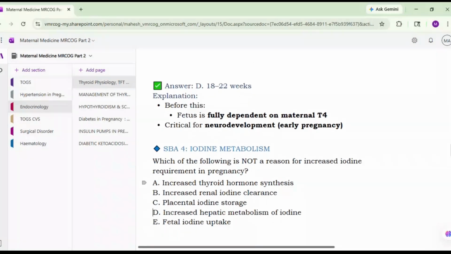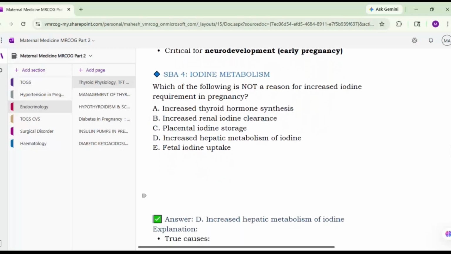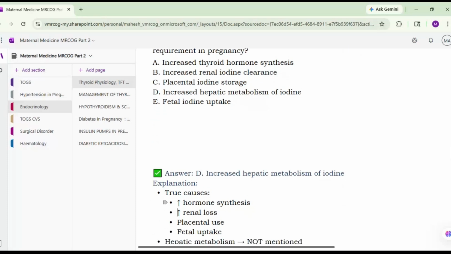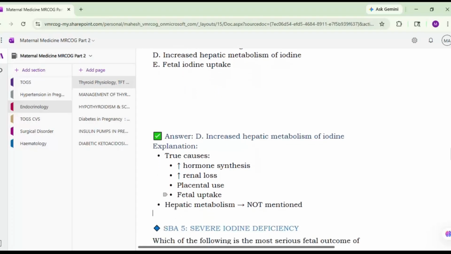Next. Which of the following is not a reason for increased iodine requirement in pregnancy? Increased thyroid hormone synthesis, increased renal iodine clearance, placental iodine storage, increased hepatic metabolism of iodine, fetal iodine uptake. It is D, increased hepatic metabolism of iodine. Yes, the rest all require iodine. So increased hepatic metabolism of iodine is not a reason for increased demand. True causes are increased hormone synthesis, increased renal loss, placental use and fetal uptake. Hepatic metabolism is not there.